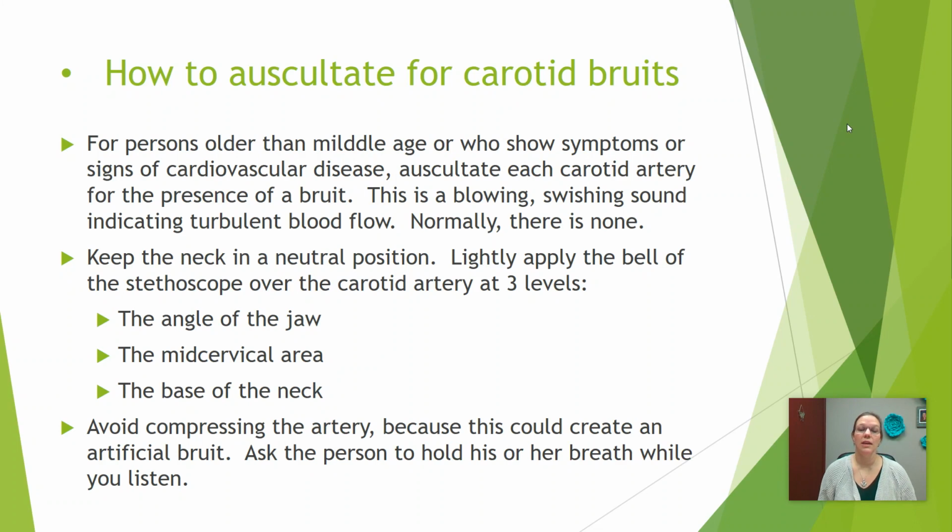You're going to auscultate for carotid bruits by keeping the neck in a neutral position, so not forward, backward, side to side. You're going to lightly apply the bell of your stethoscope over the carotid artery at 3 levels: the angle of the jaw, the mid-cervical area, and the base of the neck. Okay, I'm just turning my neck so you can see. You're going to avoid compressing the artery because you really could create an artificial bruit where the blood becomes turbulent because you're compressing that vessel. You want to ask the patient to hold their breath while you listen.